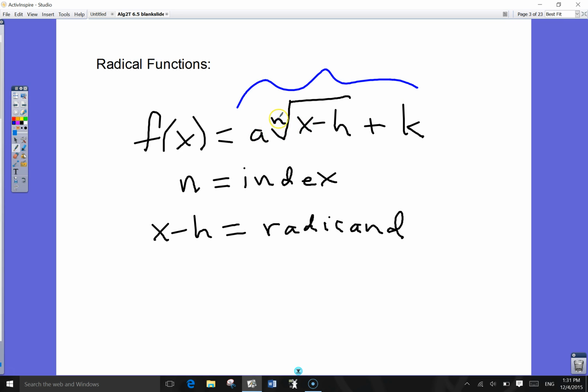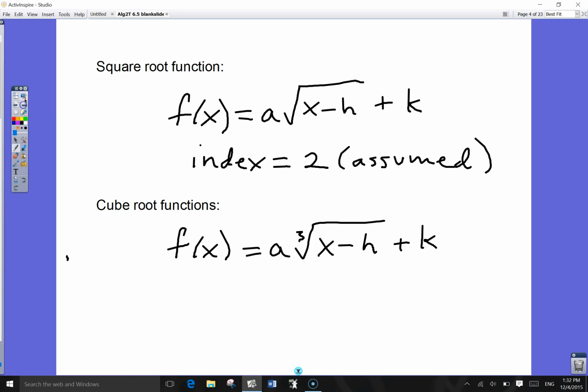So some vocabulary here. The n here, which is in the hook of the radical, is called the index. And we use that word a fair amount. Whatever is underneath the radical, in this case x minus h, is called the radicand. Okay, so those are just vocabulary words that we need to know.